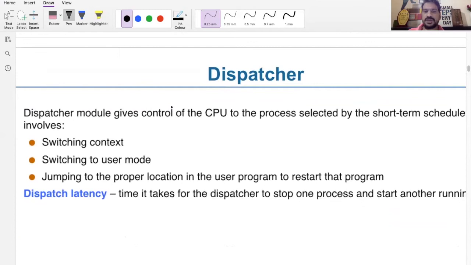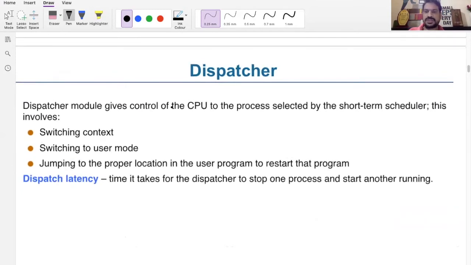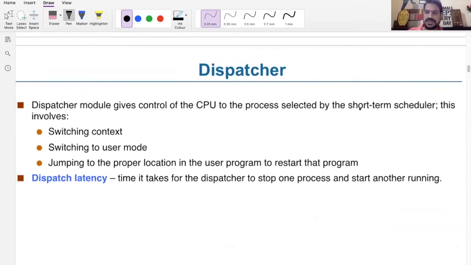Now I told you about the dispatcher. What is the dispatcher? As I told you, the responsibility of the short-term scheduler is to decide which particular process will be allocated the CPU. Now, it is the responsibility of the dispatcher to actually perform that. It means it will do context switching.